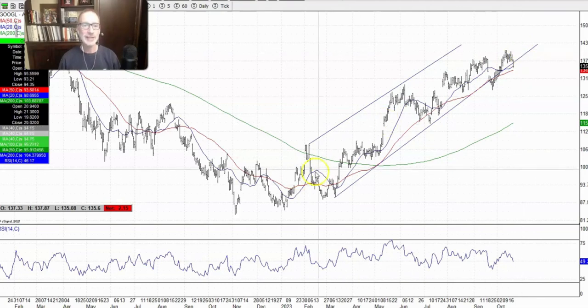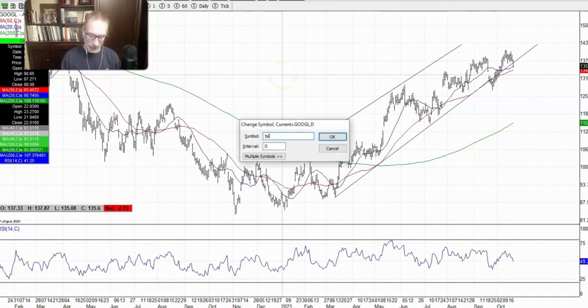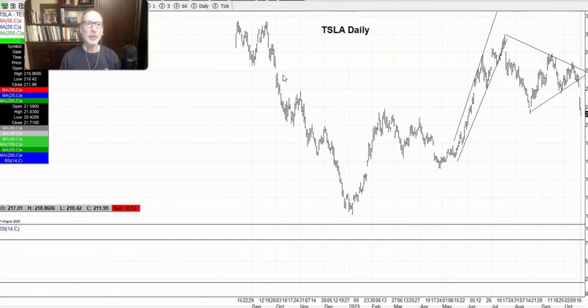More of an uptrend than a downtrend. So once again, Google is a stronger stock compared to some of the others because it is in an uptrend. So if you're looking for more bullish stocks, Google would be a better alternative to some of the others that are moving downwards. What else is there? Tesla. Got to look at Tesla, and then we'll look at Netflix.